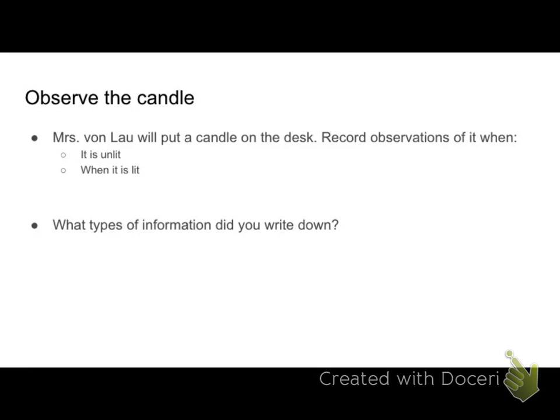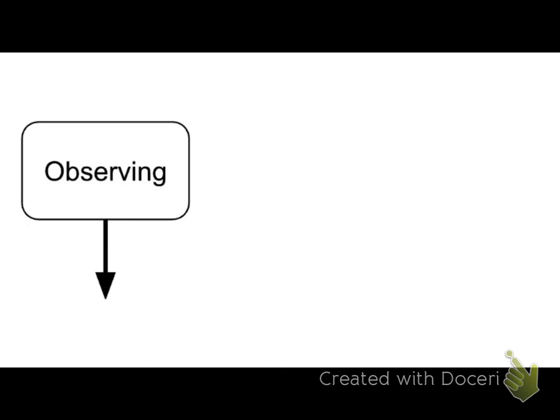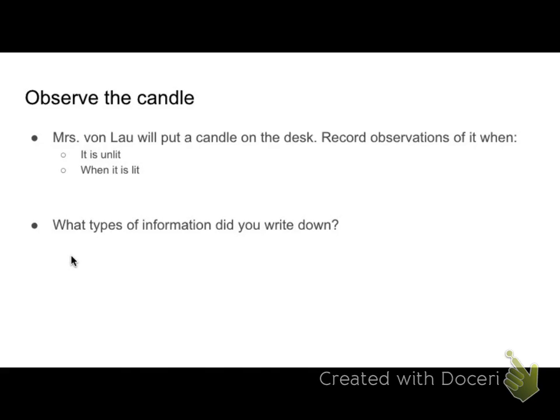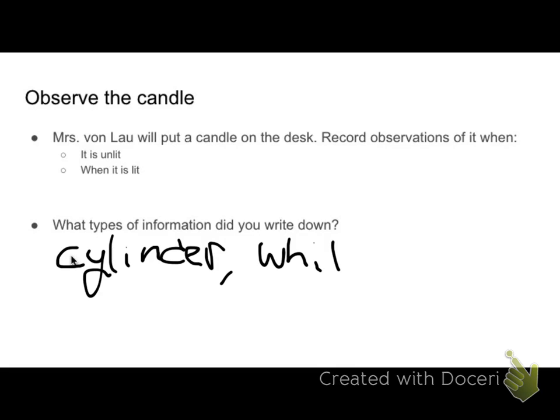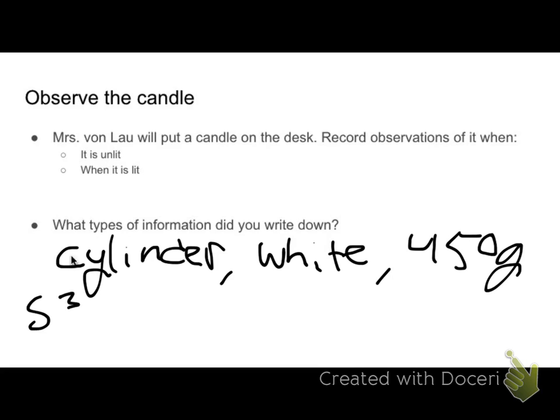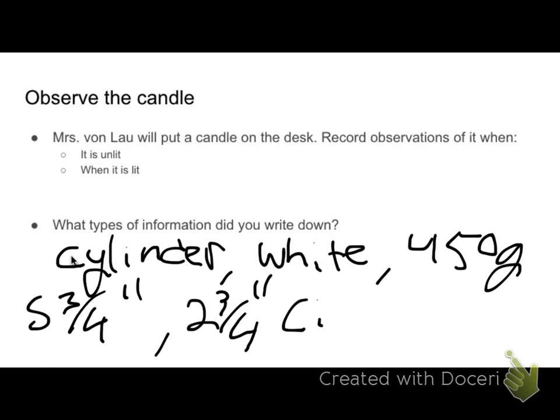Cylinder, white, rubber-like appearance, made of wax, about hand length, so 5 3/4 inch by 2 3/4 inch circumference, and weighs about 460 grams. It was originally white, but burns. Wow, lots of info. So I heard cylinder and white, 450-ish grams. How tall did you say? 5 3/4 inches. 2 3/4 circumference. Okay, so lots of info about it.